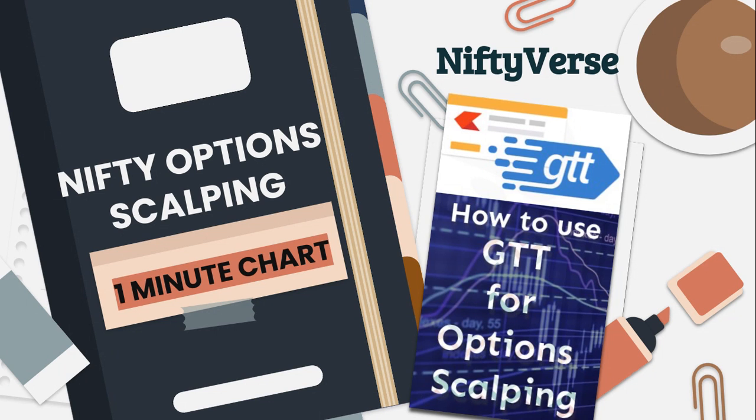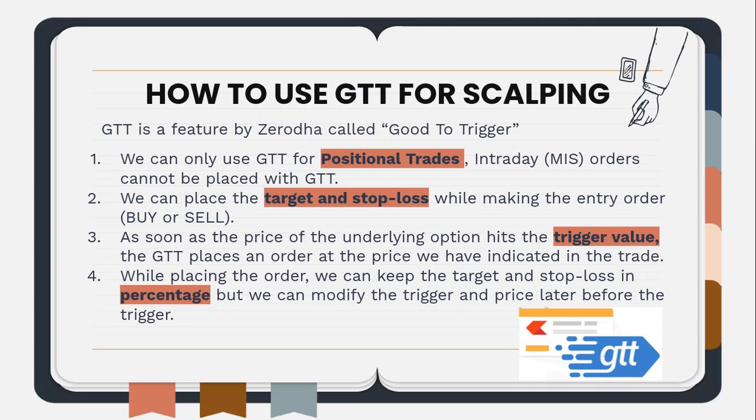So let me first tell you a few things about the GTT. GTT is a feature by Zerodha called Good Till Trigger. The first and very important thing is that we can use the GTT for only positional trades. Intraday, that is MIS orders, cannot be placed with GTT. So you might wonder, you are talking about intraday and scalping trades, but still you are asking about positional trades. You will know it very soon.